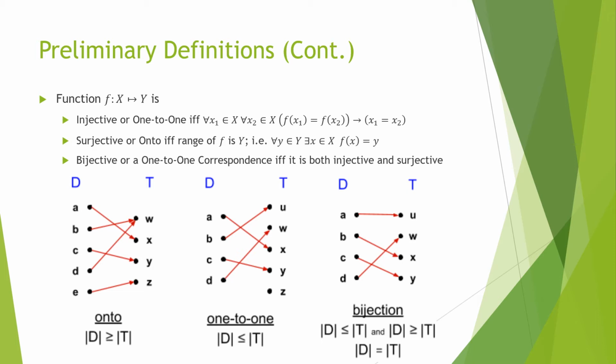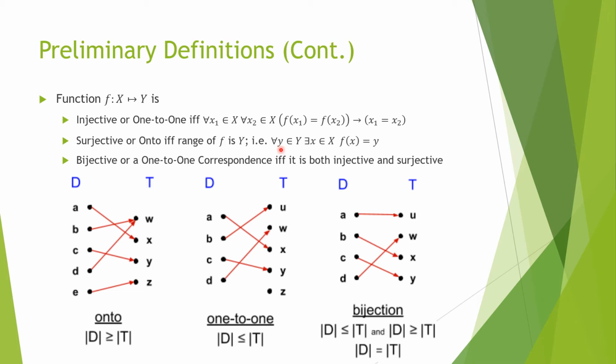A function like f is surjective or onto if and only if the range of f is equal to the target of f, which is y. So we have seen the definition of range. What does it mean when we say the range of f is the same as the target? It means that for every element in the target, like y, there should be an element in the domain, x, that is mapped to y.